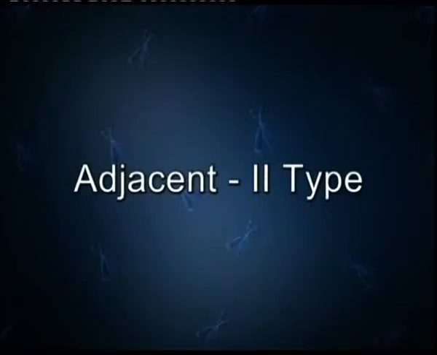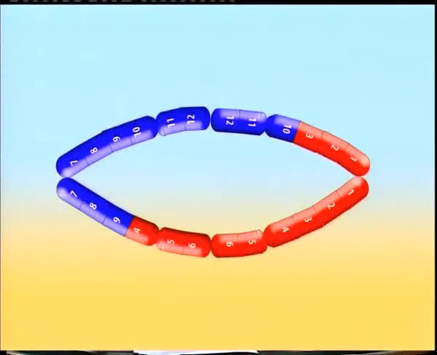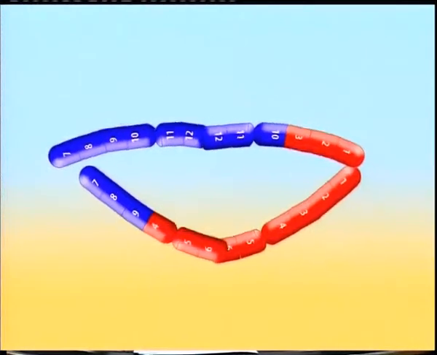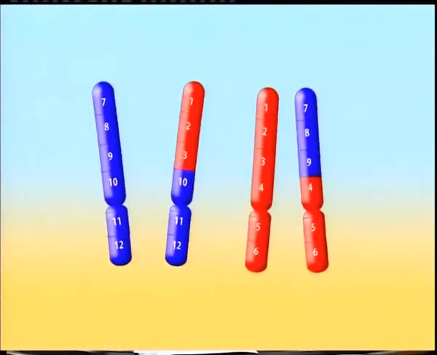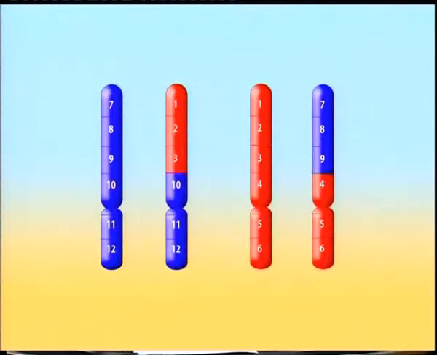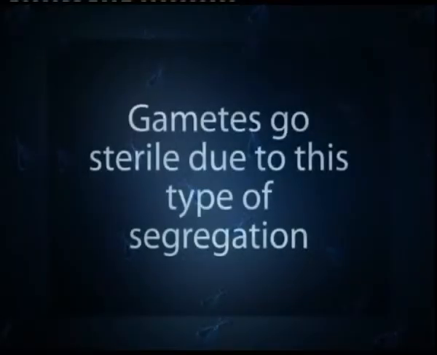In the third type of orientation of this translocation ring, we call it adjacent 2 type. In this type, the translocation ring is oriented in such a way that adjacent chromosomes with homologous centromeres are oriented towards the same pole, and anaphase segregation takes place in such a way, followed by gamete formation, that the gametes later on carry deletions and duplications, and therefore all the gametes formed by this type of disjunction are also sterile or non-functional.